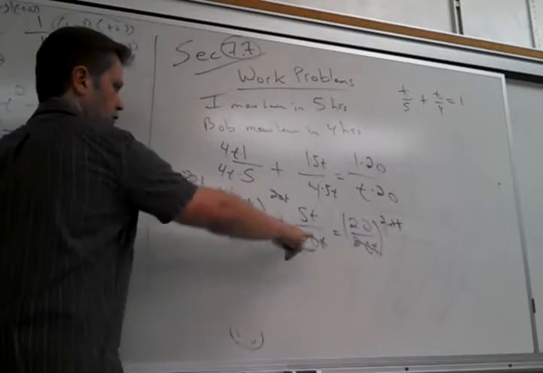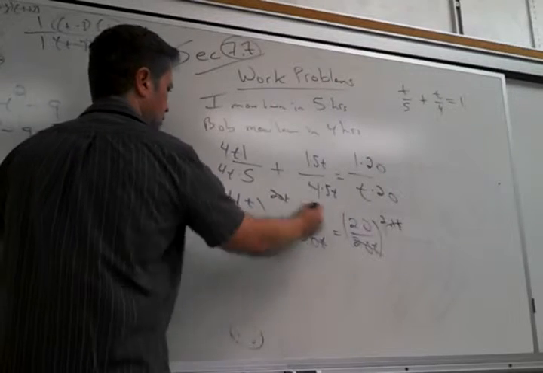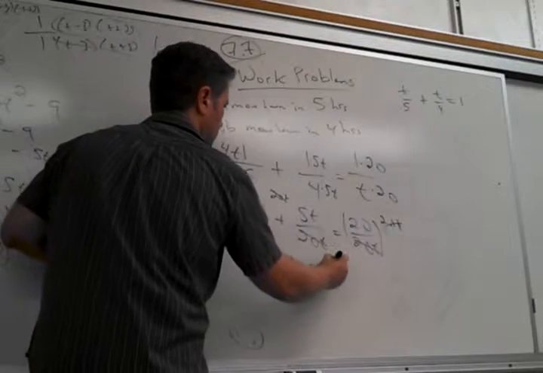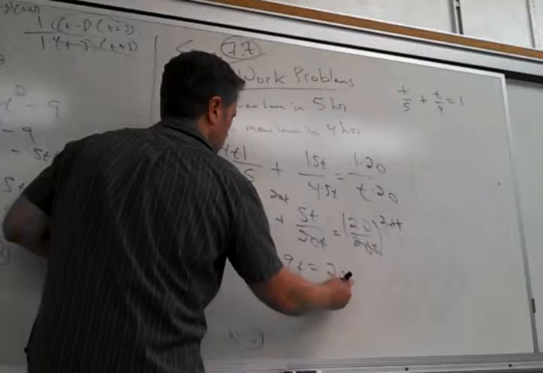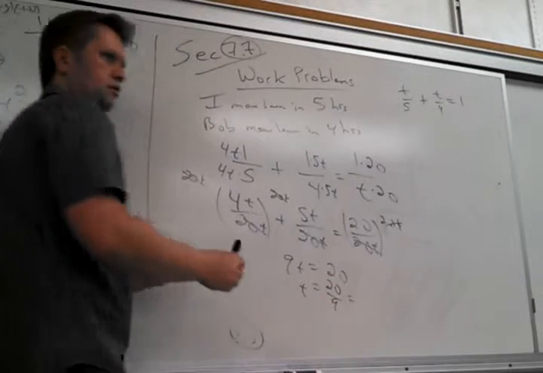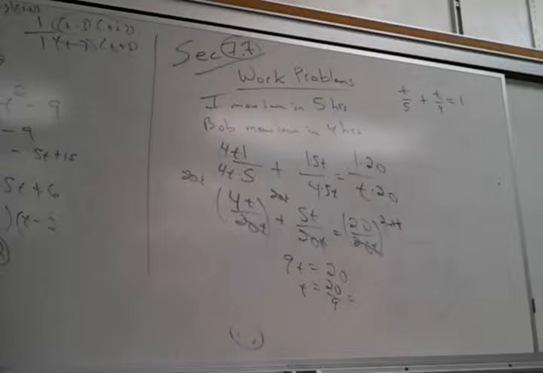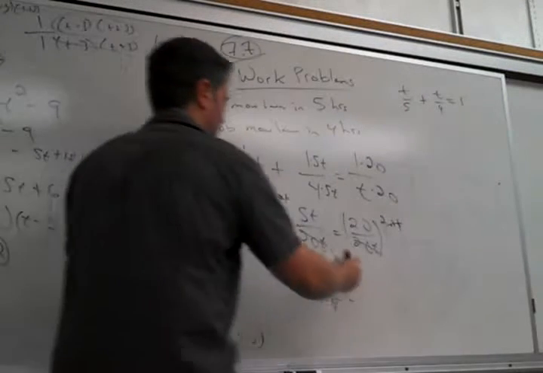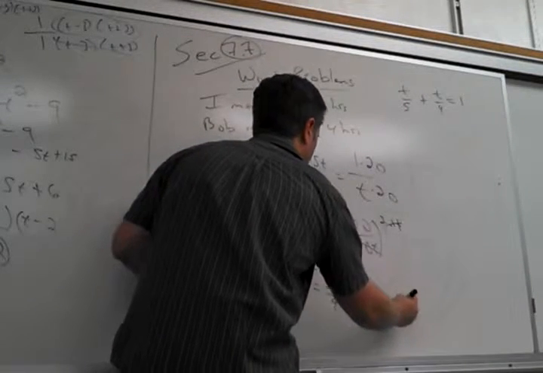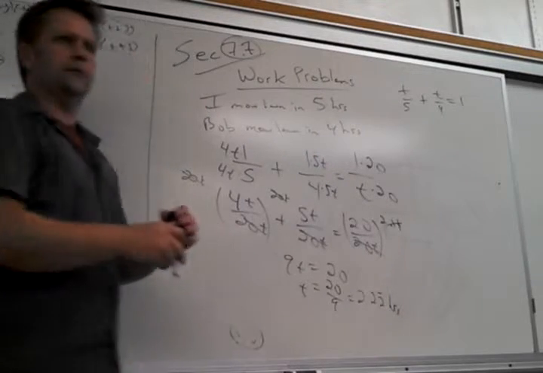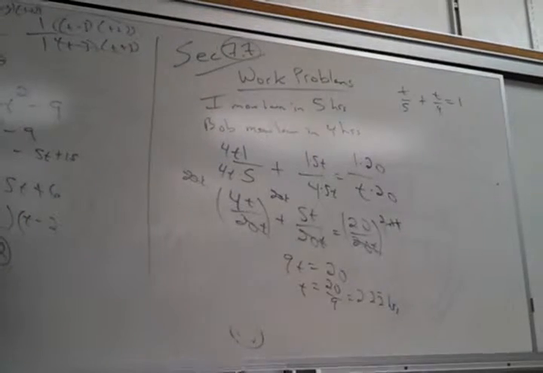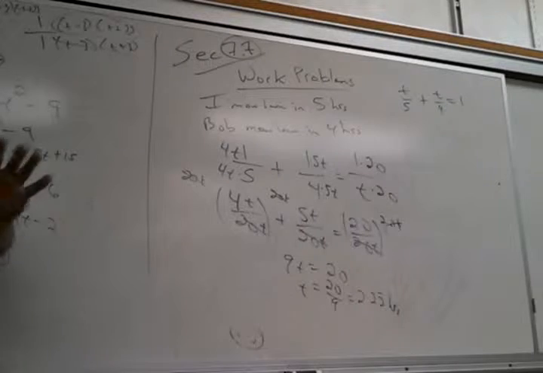So what am I left with here? 9t equals 20. So t equals 20 over 9, which is 2.2222. Right? 2.2222 hours, roughly. Not too bad. Cool. All right, how's that one?